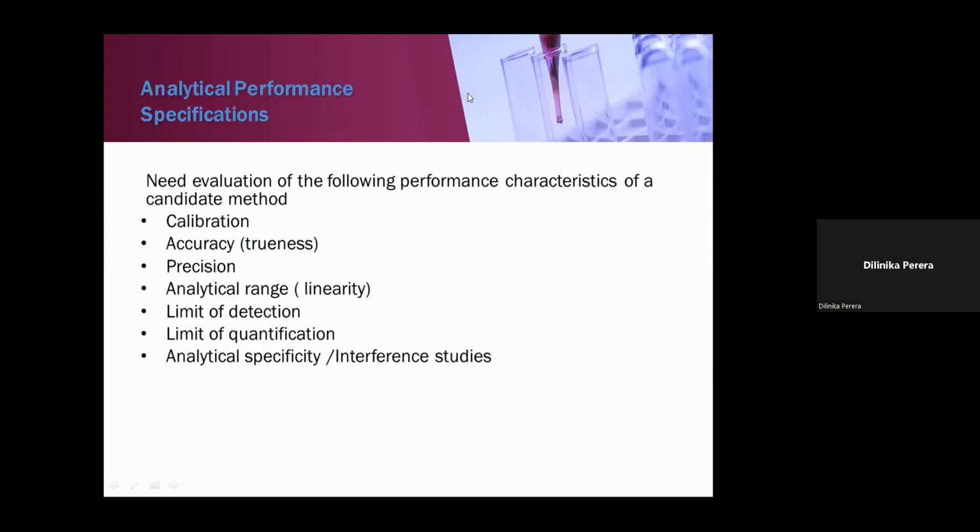So we are going to the specifications. What are these analytical performance specifications? They are calibration, accuracy, precision, analytical range, also known as linearity, limit of detection, limit of quantification, and analytical specificity or interference studies.